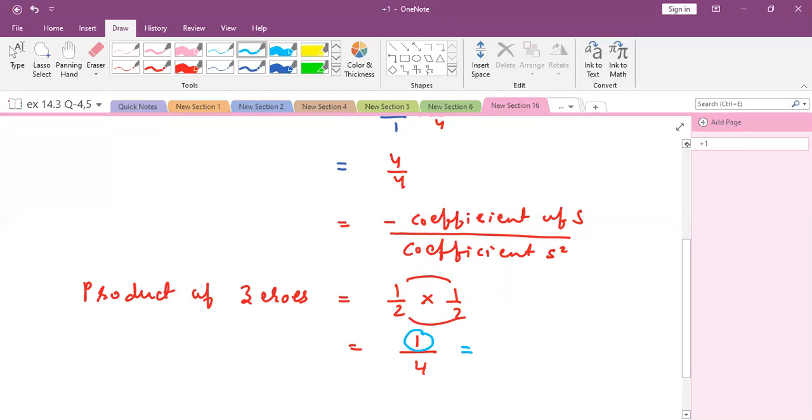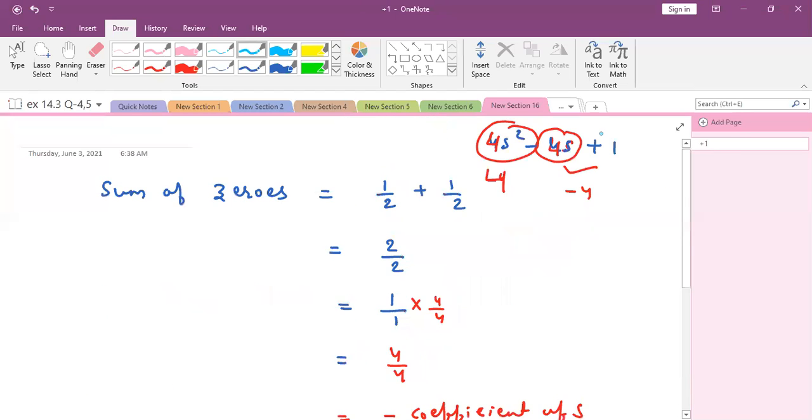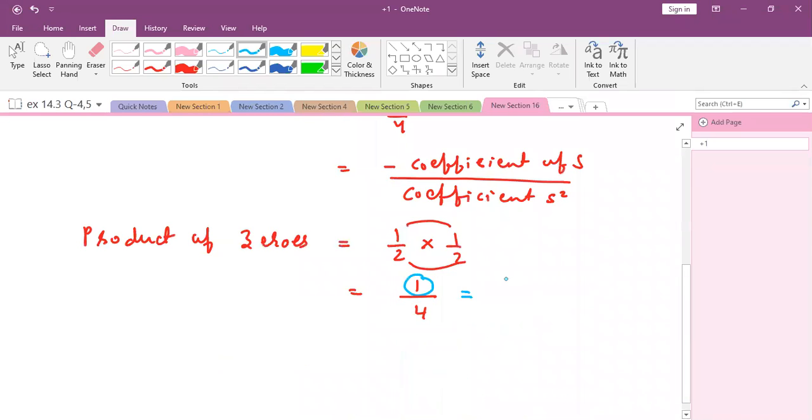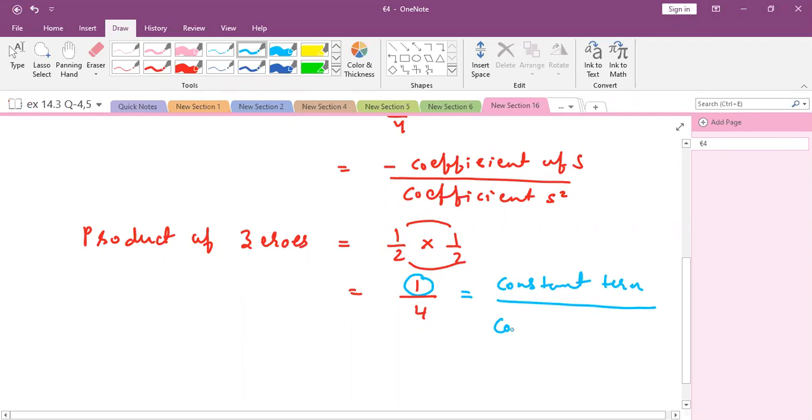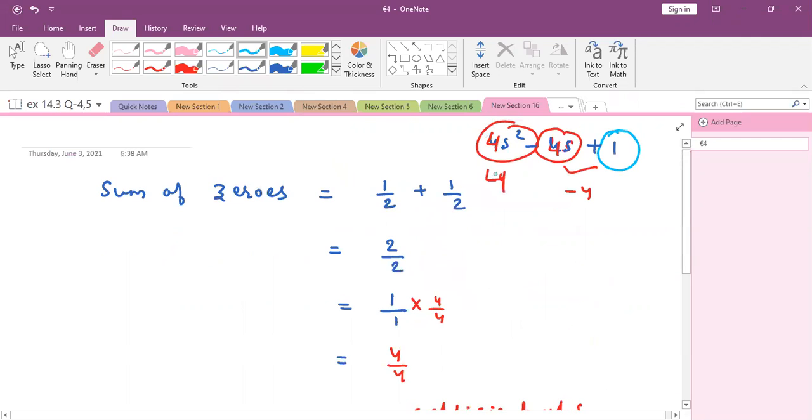Now in product, whatever the numerator is, that should be the constant term. So see in the equation, the given polynomial's constant term is 1, look here, yes or no? Yes, sir. So here you can write the constant term. And the denominator should always be, in both sum and product, the coefficient of s square, or x, whatever the variable, the coefficient of its first term. So again you can see the coefficient of s square. Look at the polynomial here: your first term is 4s square, what is its coefficient? 4. So this is verified.